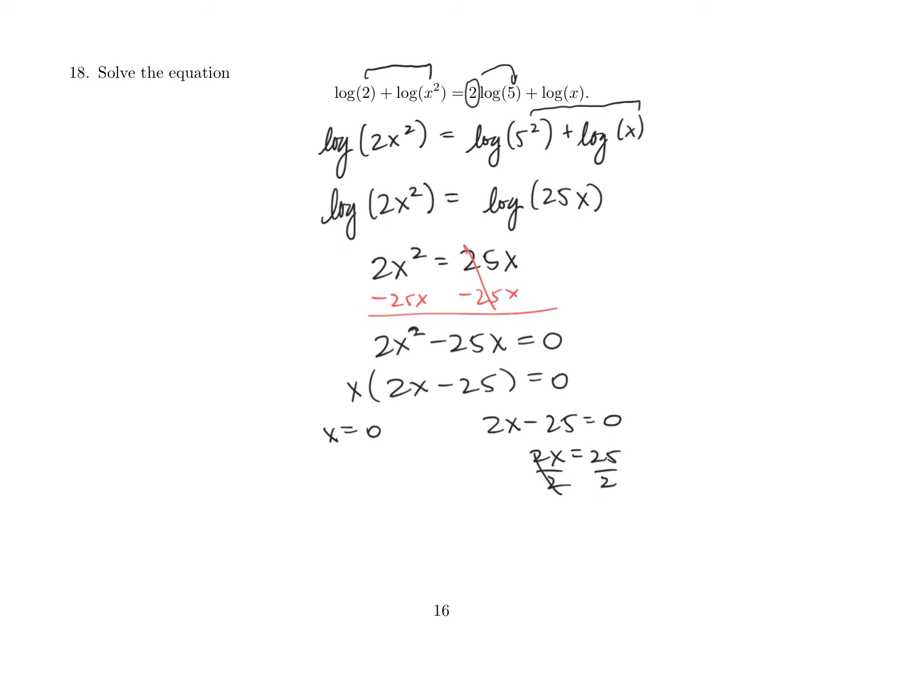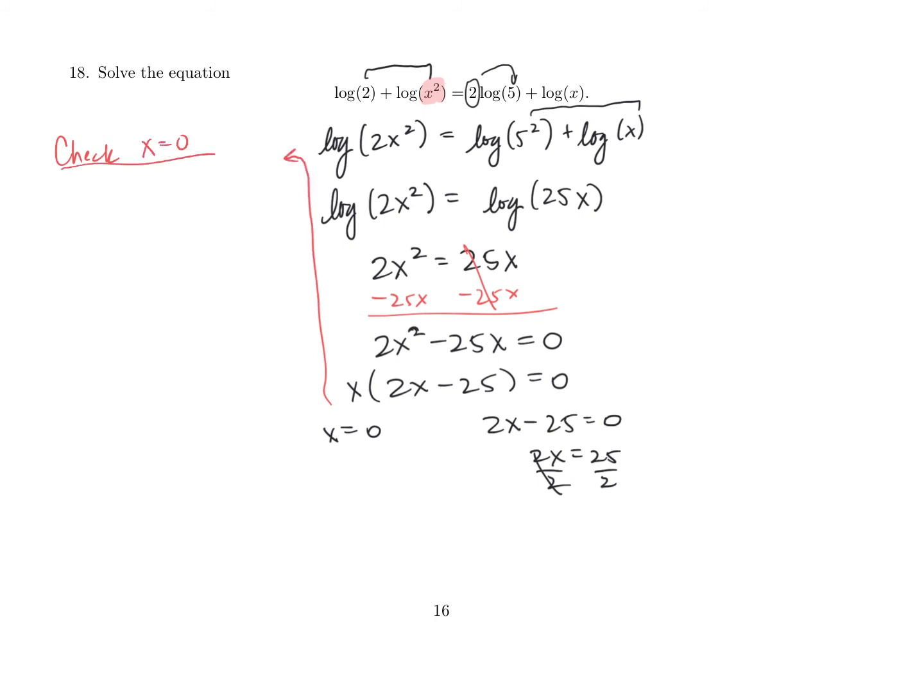So we need to check both of these. We're going to go through our original equation. First I have log of 2. Well, that doesn't have a variable, so I don't have to check that part. Then I see log of x squared. So I need to check to make sure that x squared will be greater than 0. So I'm going to check 0 first.